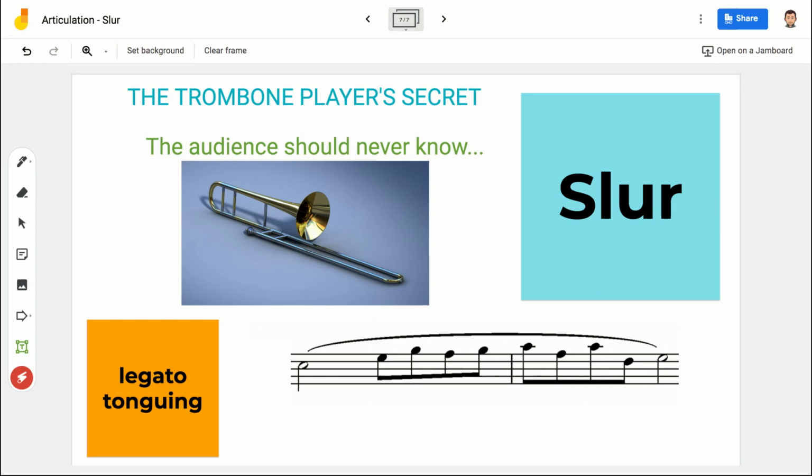This is kind of a funny little musical example, but you can't just not tongue, because if you just blow like I showed in the last picture on the last slide, then you're going to get the slide or the glissando sound between your notes. So we don't want that all the time. We only do that in special situations. So trombone players use a secret, right?